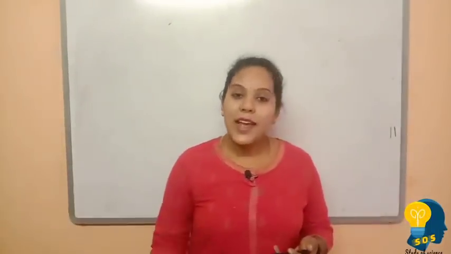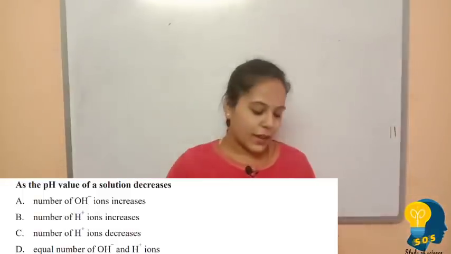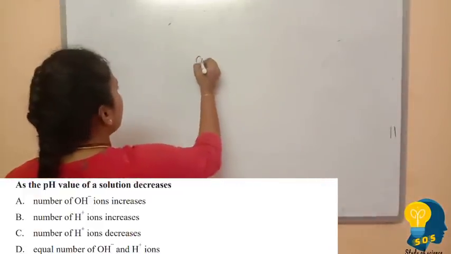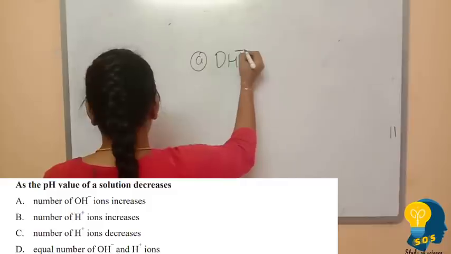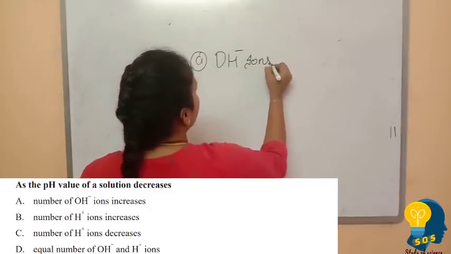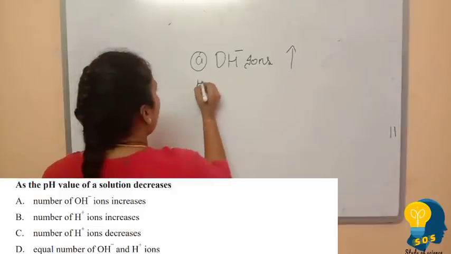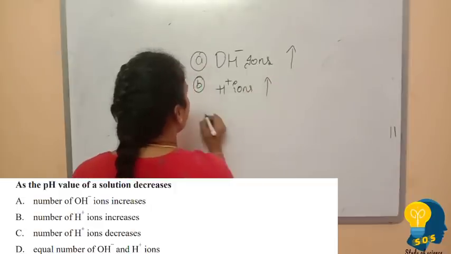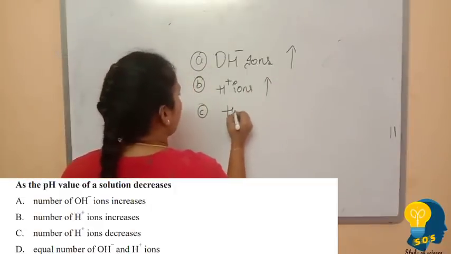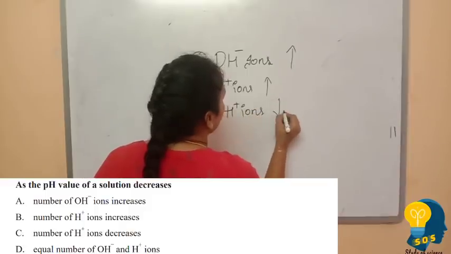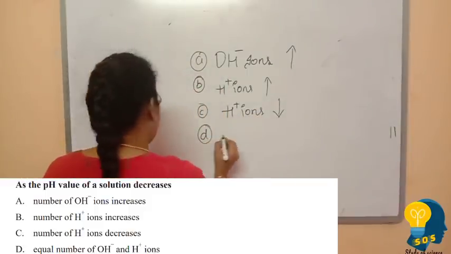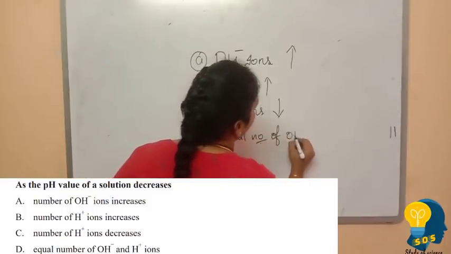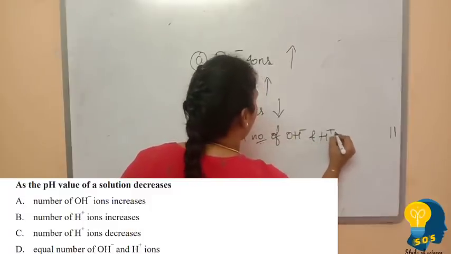Okay. So the next question is, as the pH of a solution decreases, what happens? Okay. The first option here is they have given OH minus ions. OH minus ions increases. I will write it in the short form. And option B, H plus ions increases. Option C, H plus ions decreases. And option D here is equal number. There will be equal number of OH minus and H plus ions.